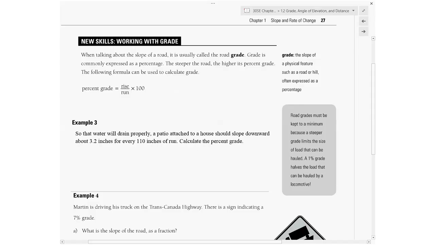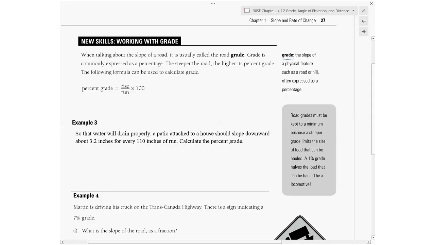For example 3, we need some new vocabulary. So we're going to learn about grade here, and grade, not the kind of grades you get on your report card. This is talking about the slope of a road, often called the road grade, and it's commonly expressed as a percentage. So the steeper the road, the higher its percent grade, and this is the formula that you use for calculating it. So it's the rise over run times 100.